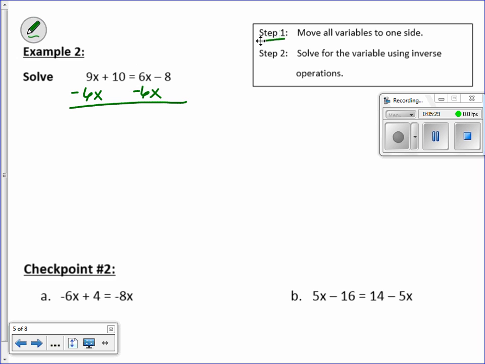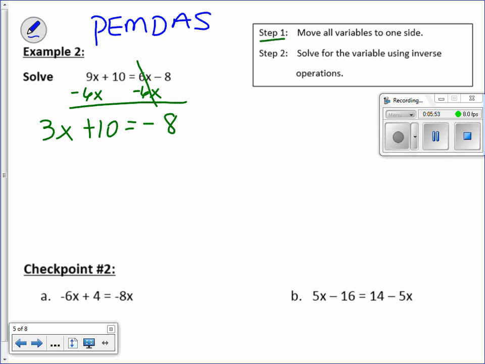On the right-hand side, we know these cancel out. I'm left with a negative 8. This is equal to 9x minus 6x will give us 3x plus 10. And here, I'm left with a two-step equation. Now, to solve this two-step equation, remember we're following PEMDAS backwards. So I have to complete any addition or subtraction before I complete my multiplication or division.